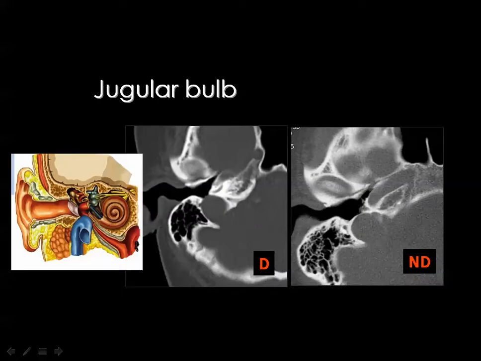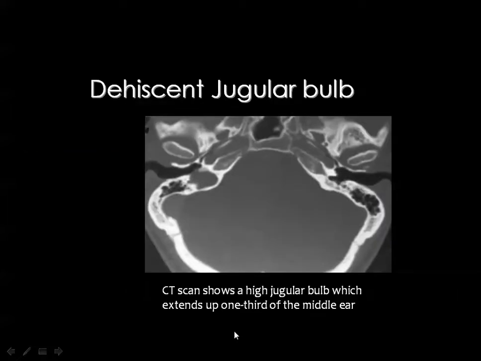You know the relation of the jugular bulb to the middle ear cavity. In most of the cases, the jugular bulb is separated from the middle ear cavity by a bony ridge, and this is known as non-dehiscent jugular bulb. But if the jugular bulb is not separated by bone, and this bone is defective or dehiscent, we call this dehiscent jugular bulb.